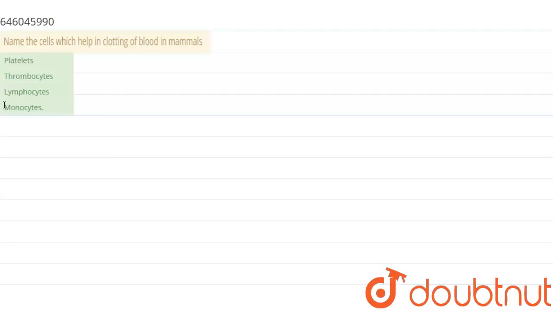From the given options, option A, that is platelets, is the right choice. They form clots to stop bleeding in mammals.